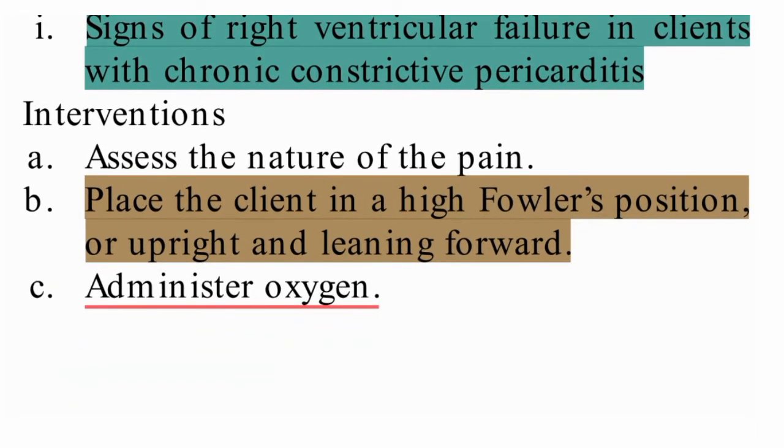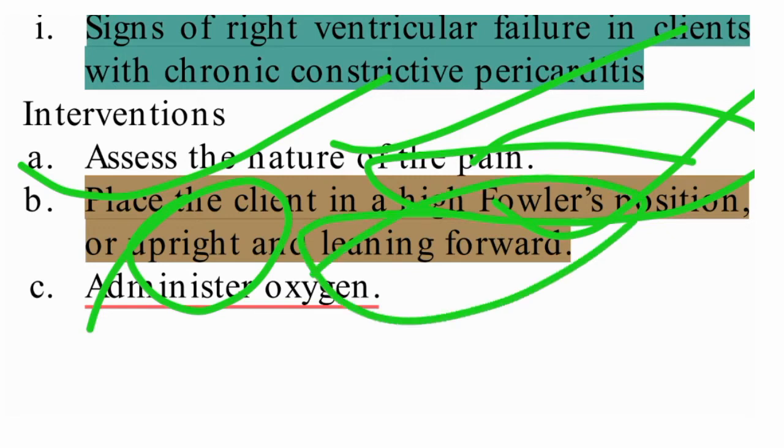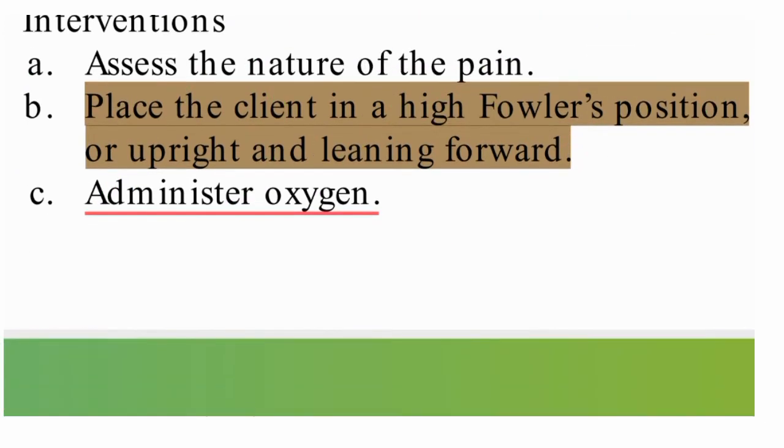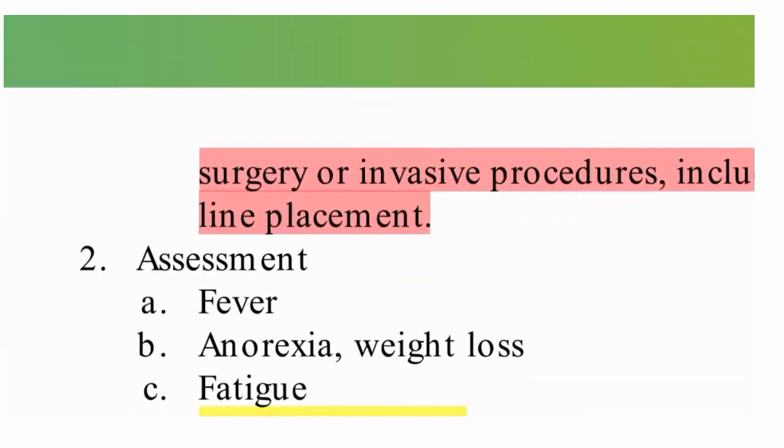So what are the interventions we need to do? First we need to assess the nature of pain, how the pain is, and place the client in the high Fowler's position. We should not keep the client in the supine position; he should always be in the high Fowler's position, upright, or leaning forward. Okay, we need to administer oxygen because the patient may have a dyspneic condition.